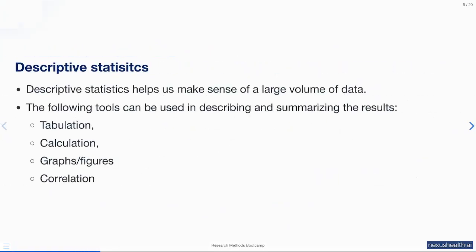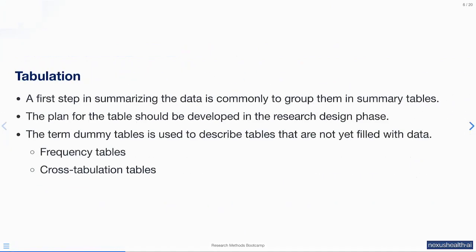Descriptive statistics help us make sense of a large volume of data. The tools that we can use in describing and summarizing our results include tables, calculations, graphs and figures, and correlation. The first step in summarizing the data is commonly to group them in summary tables. The plan for the table should be developed in the research design phase.